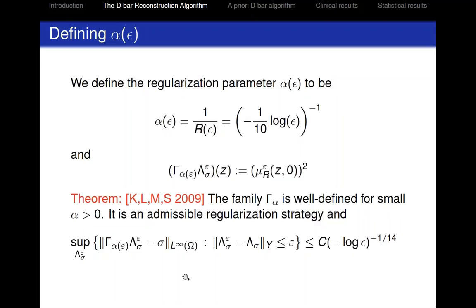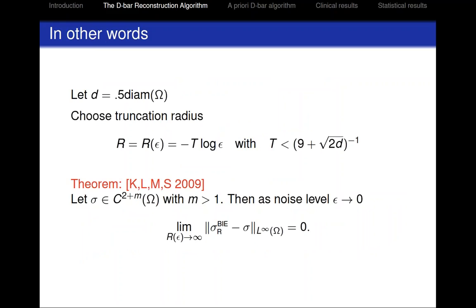It satisfies the requirement that this goes to 0 as alpha gets small, and there's this bound with respect to the noise level. Or another way of saying that is you can use that to choose your truncation radius. If D is half the diameter of your domain, then the truncation radius, in theory, should be negative T times log epsilon. We need the negative in there since we're assuming epsilon's less than 1, with this bound on T. So then, with our mapping now, with the output being denoted by sigma_R, that's the output of the Gamma, if we have sigma sufficiently smooth, as the noise level goes to 0, our reconstructed sigma will approach the actual sigma in L infinity norm.